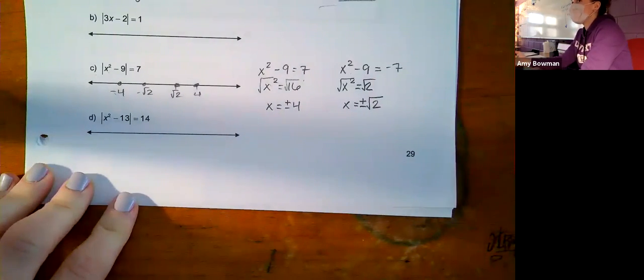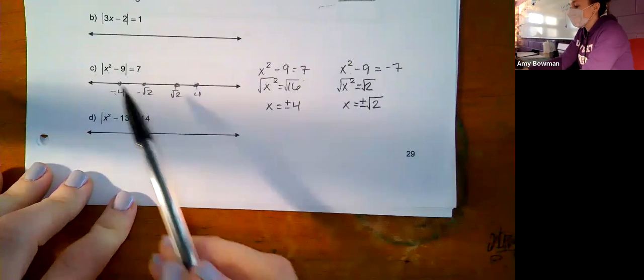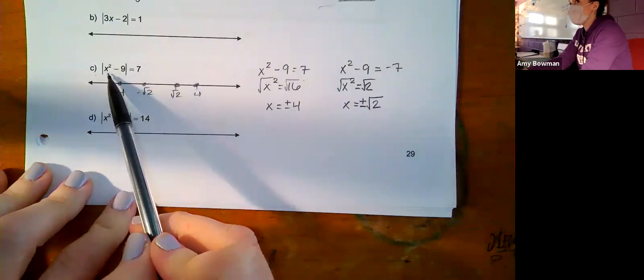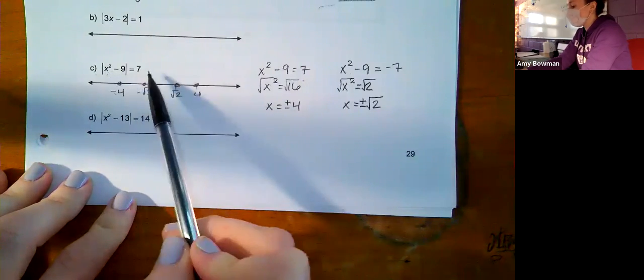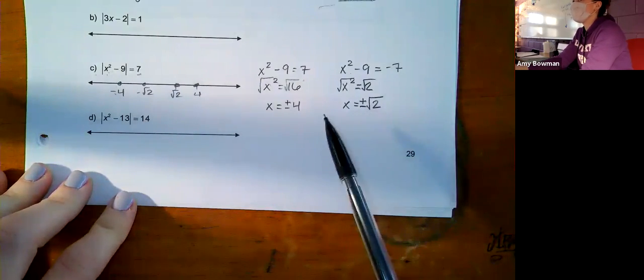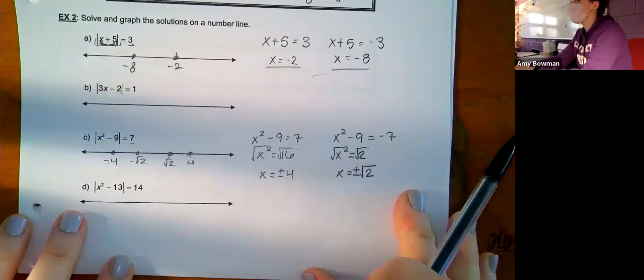And you should be able to check this even with mental math really quickly. Does negative root 2 really work? When you plug negative root 2 in for x here and square it, you get positive 2. Subtract 9, negative 7, and the absolute value of negative 7 is 7. So you can mentally check those pretty quickly. Okay, any questions on this?